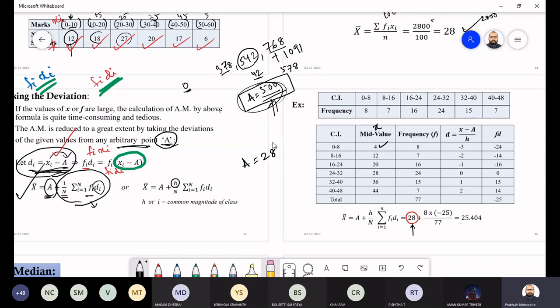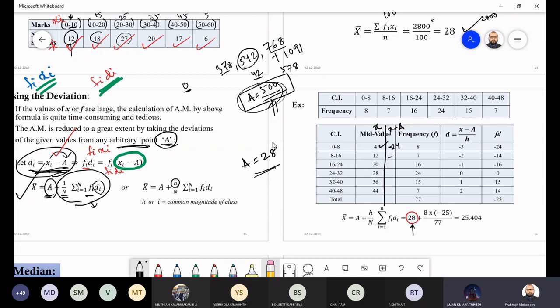x minus a, let me make one column here. Make one column, x minus a. Here a is nothing but 28. So x minus a, what is that? 4 minus 28, you will get minus 24. Here 12 minus 28, what will you get? Minus 16.